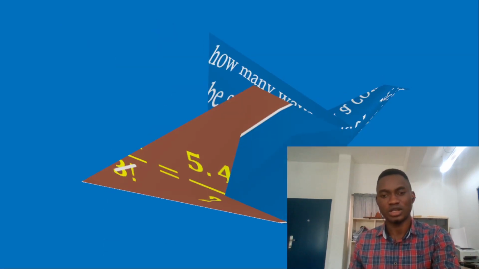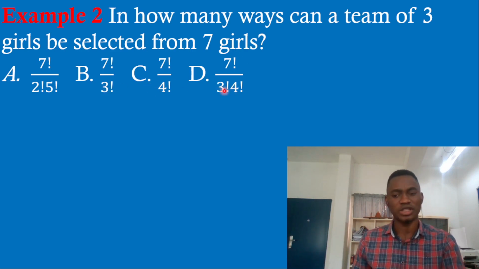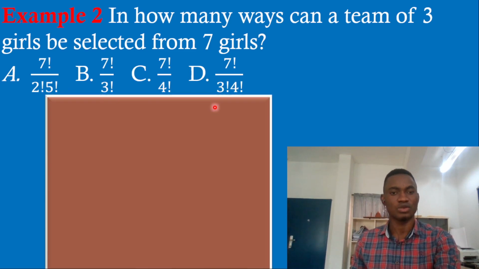Let's look at the second example for today. Example 2. In how many ways can a team of 3 girls be selected from 7 girls? These are the options. Don't forget, these are JAMB questions. Let's look at the solution.